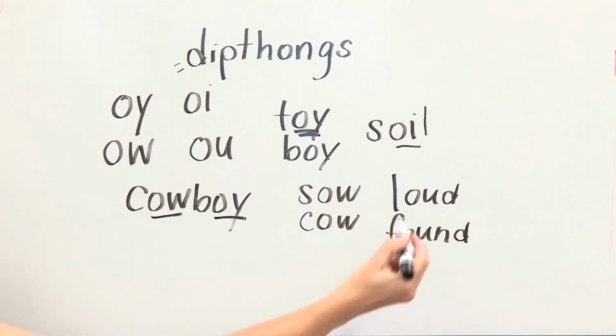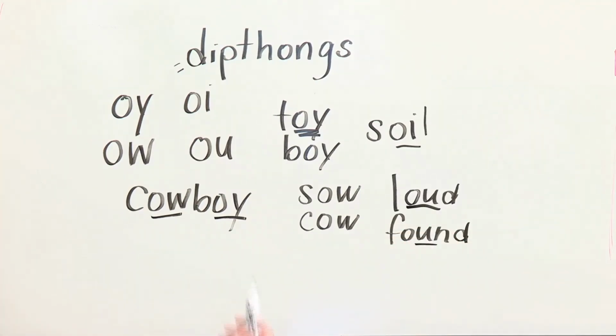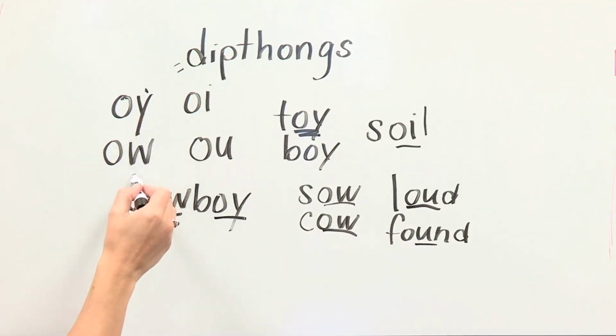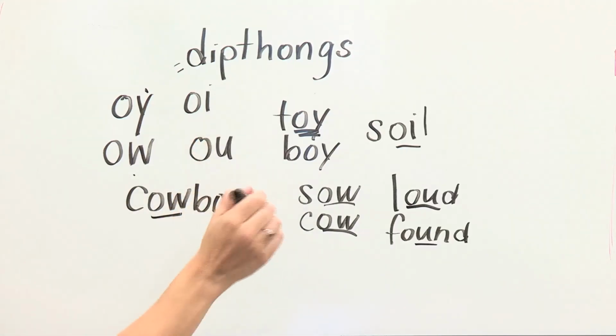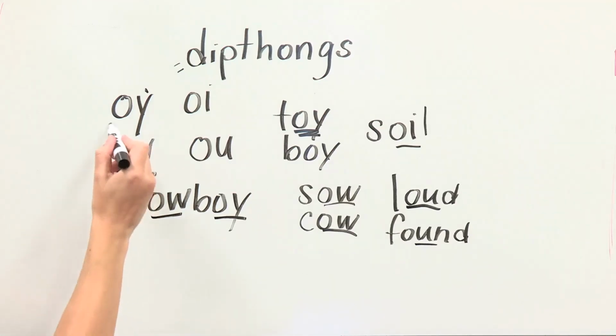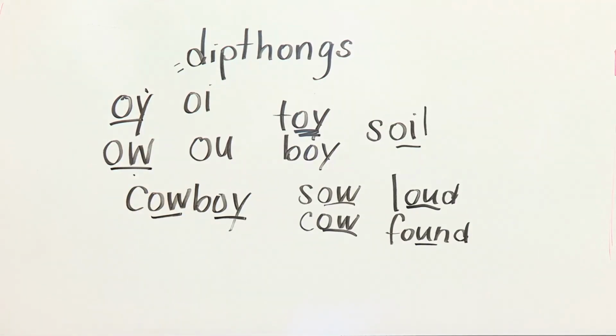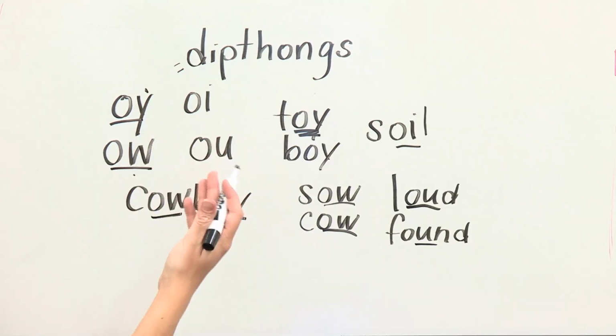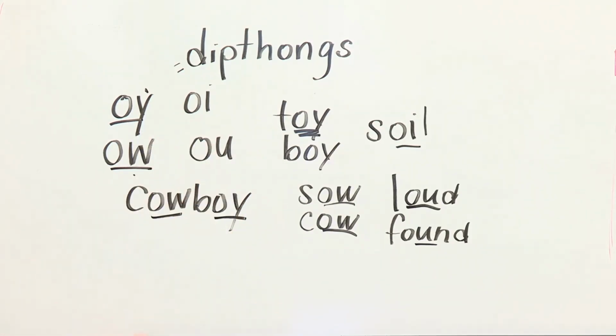So with ow, OU is typically in the middle, and OW is typically at the end. OI and OW are typically at the end, and these two are normally in the middle. These are what we call diphthongs, or gliding vowels. They blend together, and they make a brand new vowel sound. There's a more complex way of describing diphthongs, but I'm keeping it very simple for today.